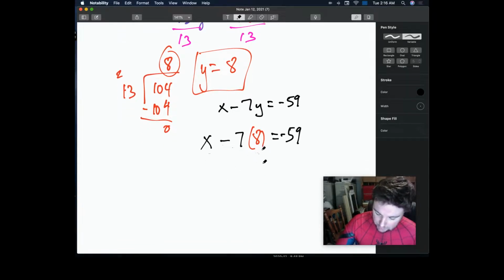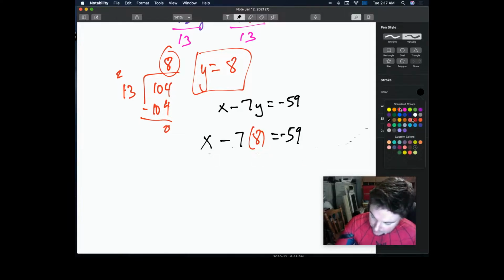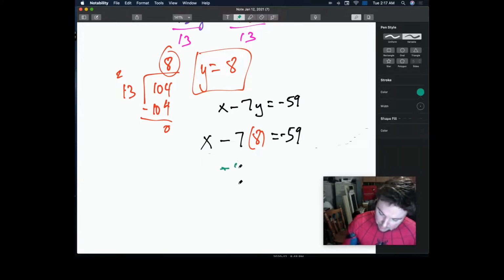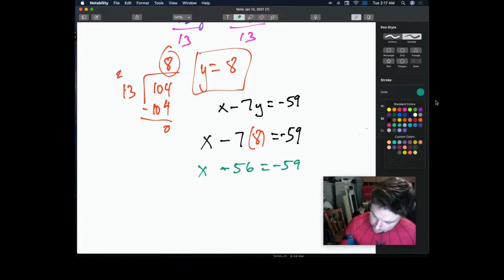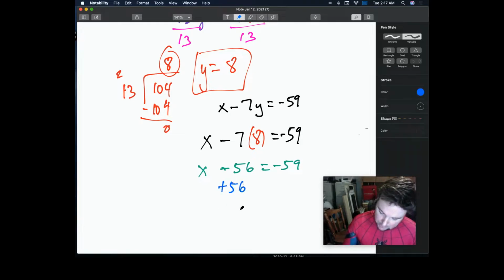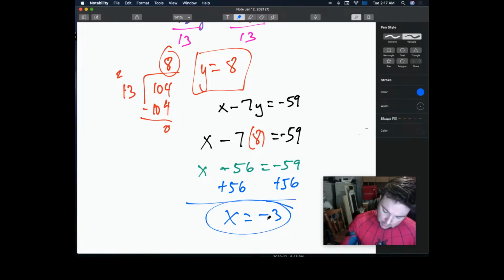Well, 7 times 8 is 56, so we probably should do that first. So let's do that. We're going to get -56. This is going to be -59. x minus 56 equals -59. Now we're going to go ahead and add 56 to both sides. And x is going to equal -3.